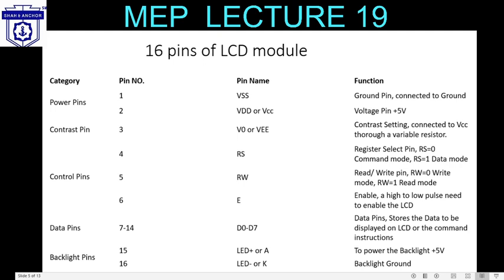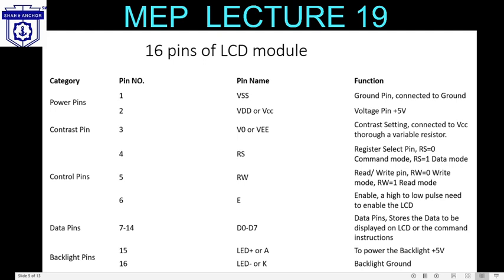Then what is RS? The register select pin. If RS equals 0, it is command mode. When RS equals 1, it is data mode. The next category is control pins, pin number 5 and 6. Pin number 5 is the read/write pin. When RW equals 0, it is write mode. When RW equals 1, it is read mode. Pin number 6 is the enable pin, the E pin.